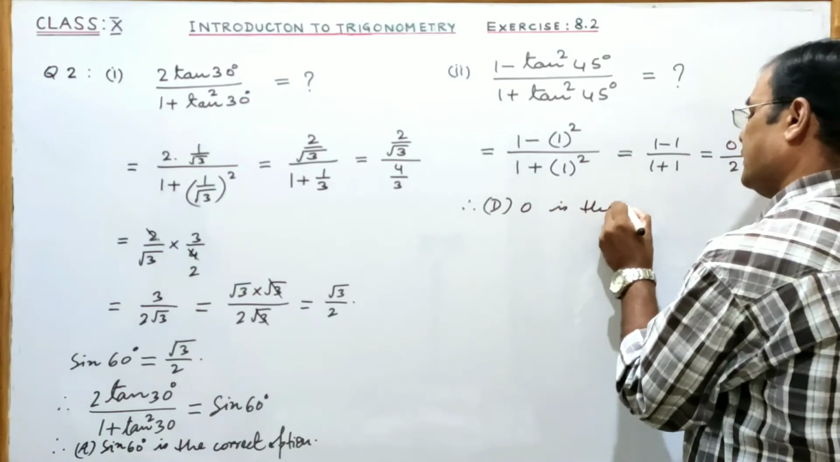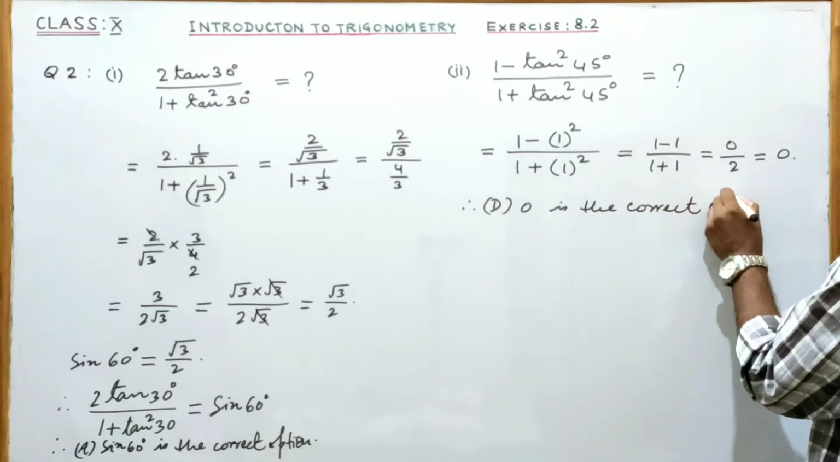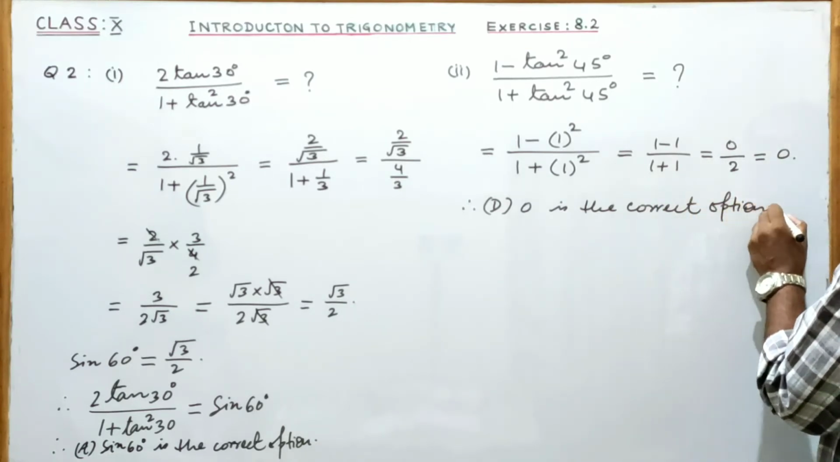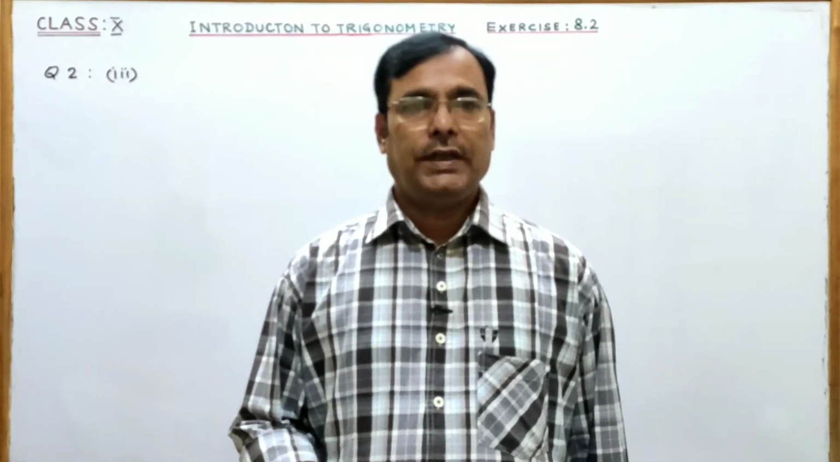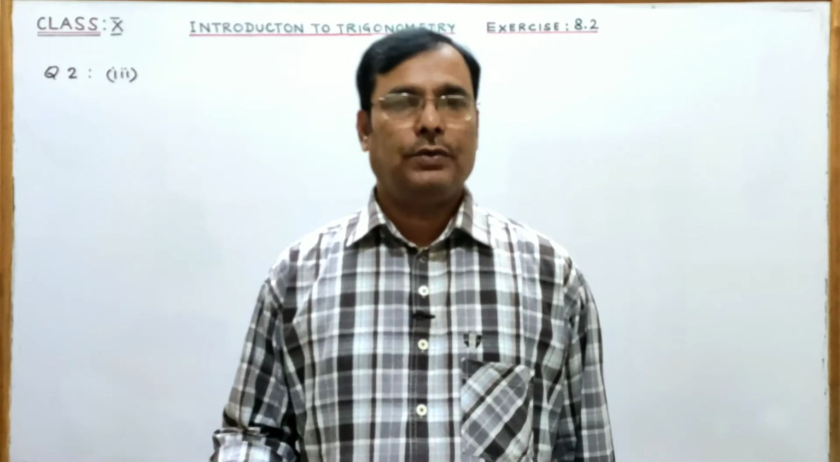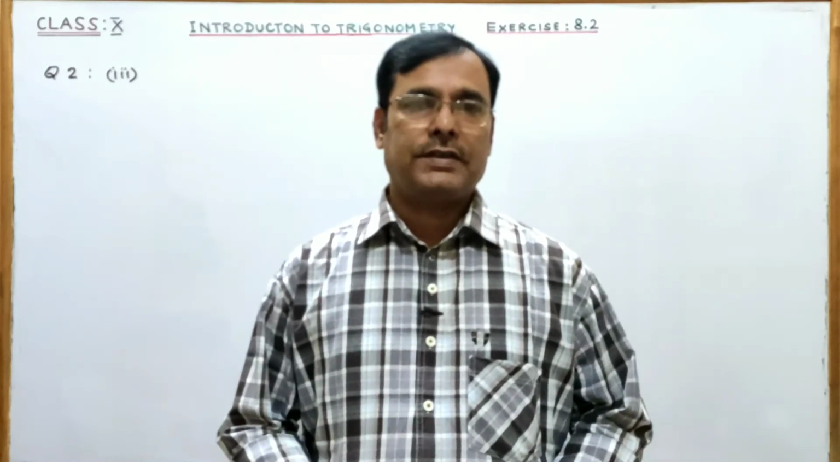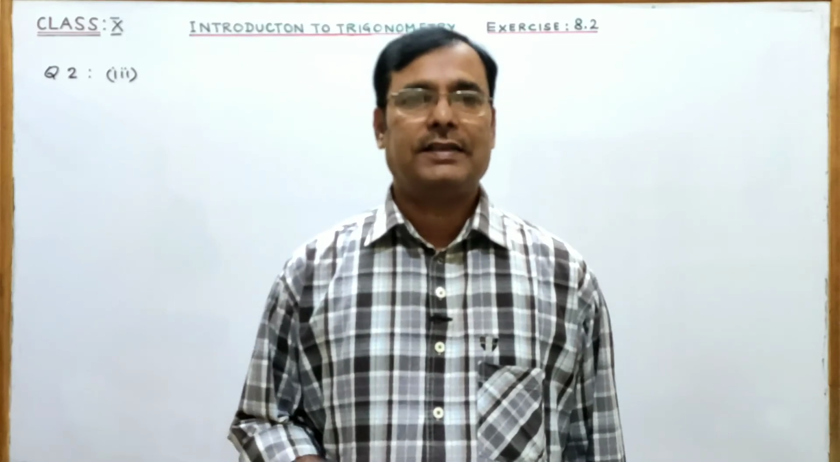is the correct option for this question. Now third part. Sin 2a equal to 2 sin a is true when a equal to what? Four given options are 0 degrees, 30 degrees, 45 degrees and 60 degrees.